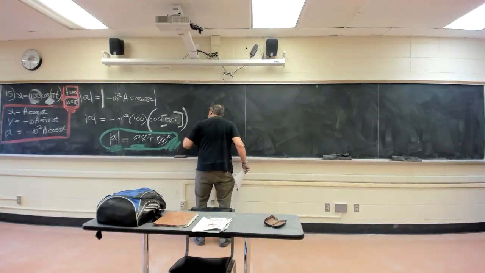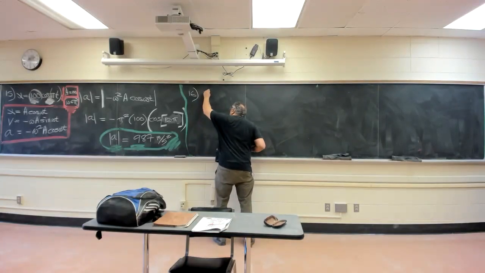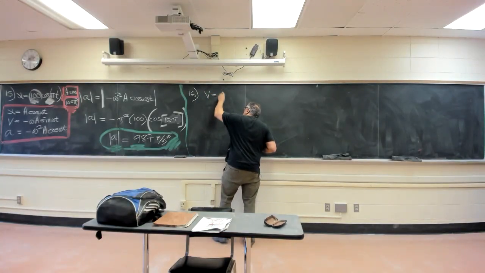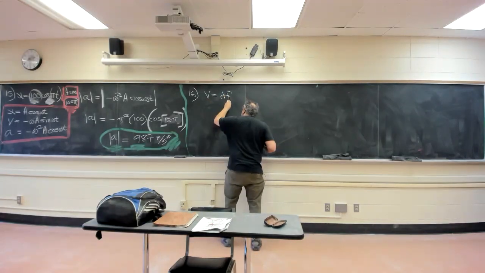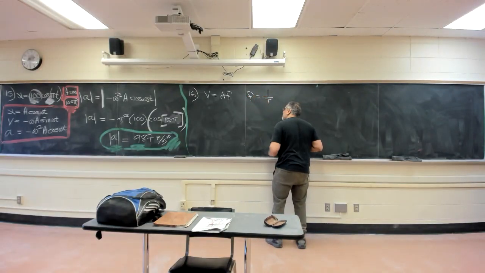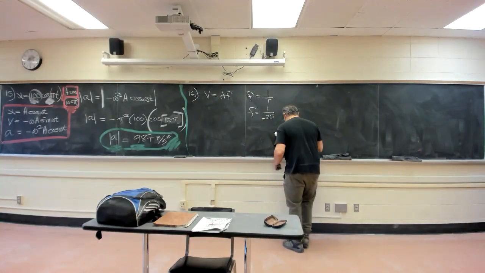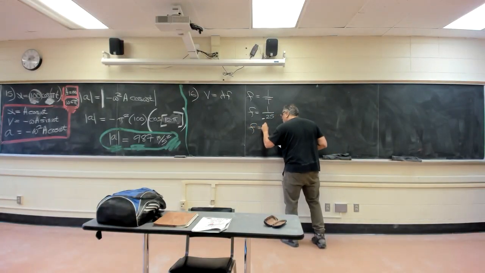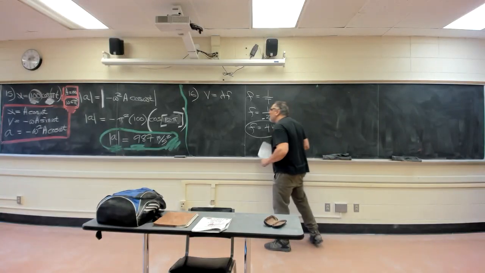Well, to look at that, we know V is equal to lambda times F. F is equal to 1 over the period. They told us the period is 0.25. That's 4 hertz, 4 cycles per second. 1 over 0.25 is 4 hertz.